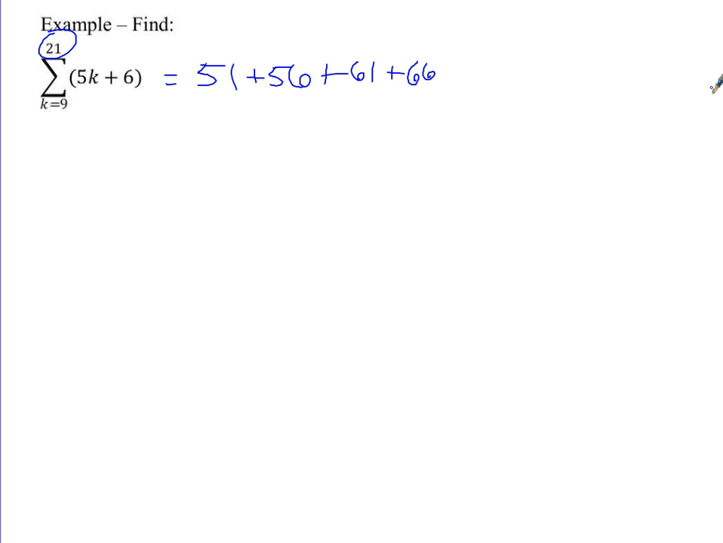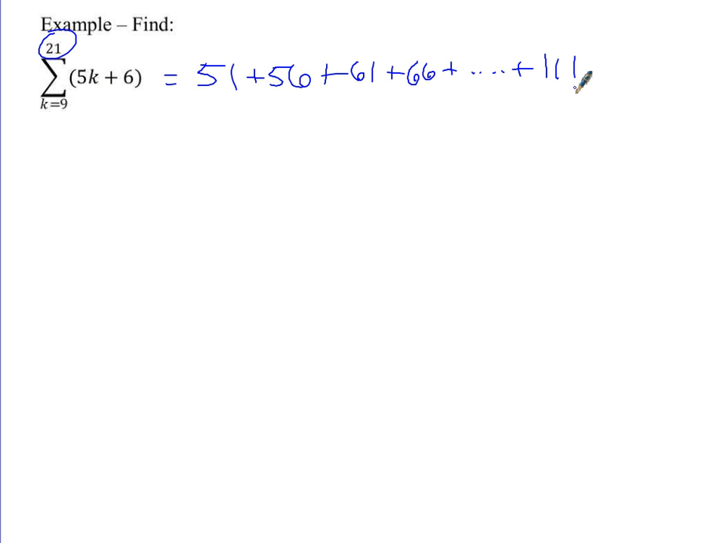It's not 21 terms. We stop when k is 21. But k started at 9. So I don't want to write all this out, but we do have plus and then some more stuff and then plus. What's my last term? I plug 21 in for k. 5 times 21 is 105 plus 6 is 111.